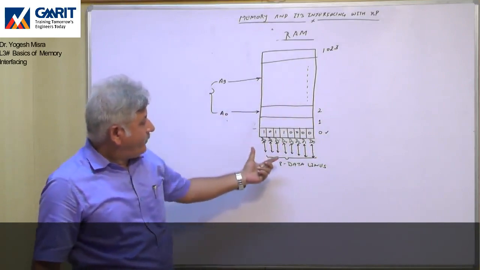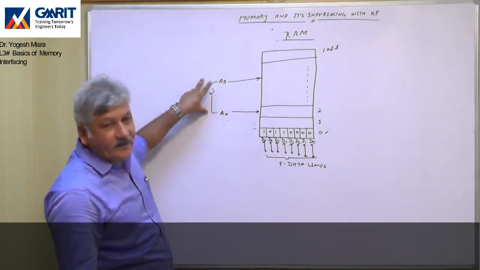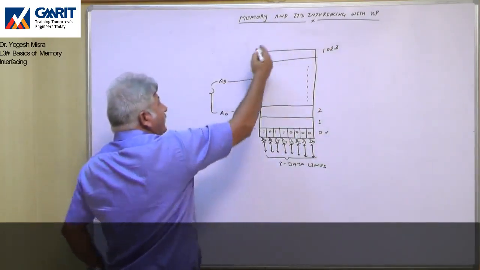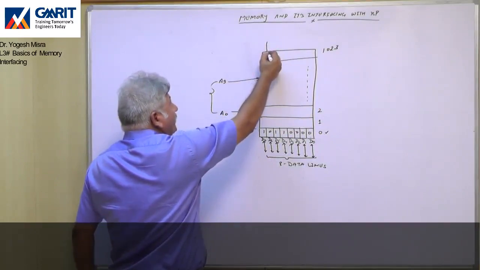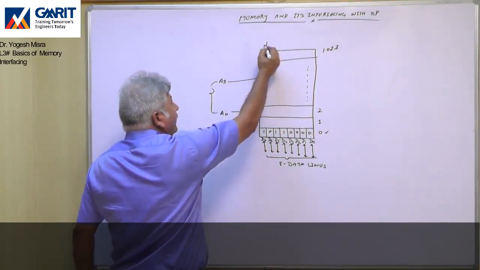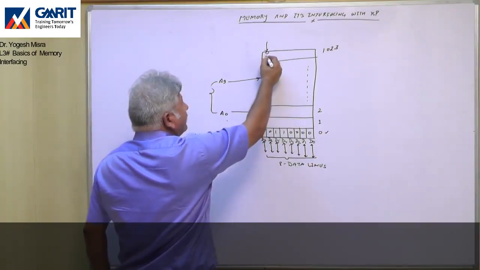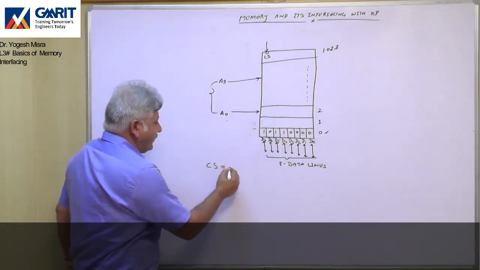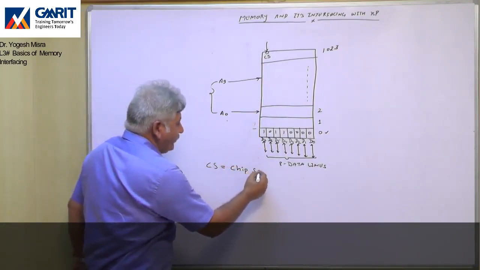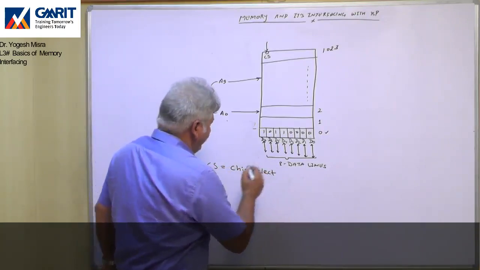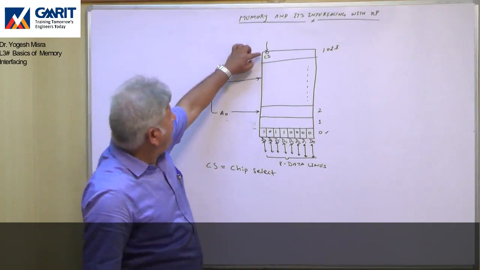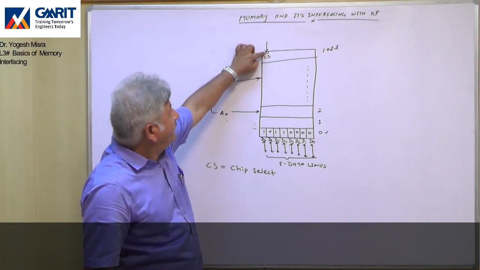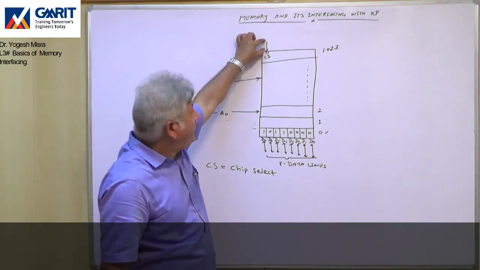Now here, with the memory, we have data lines and we have address lines. Apart from these two lines, there is one input pin, and this pin is denoted as CS, right? CS indicates chip select. And I have placed one bubble here. So this bubble indicates this is an active low signal, right?